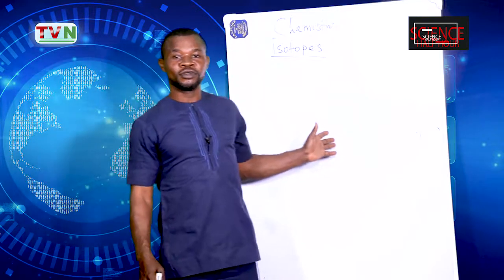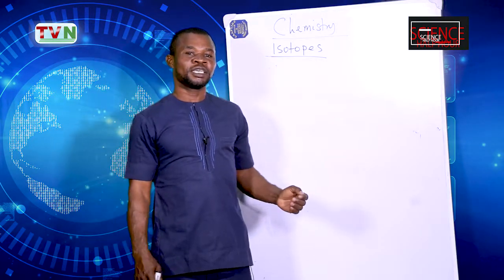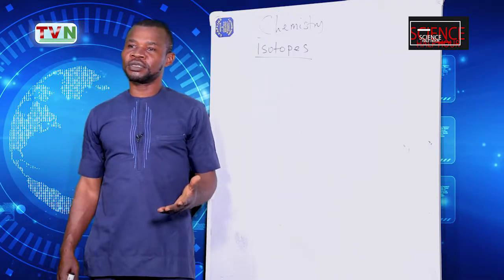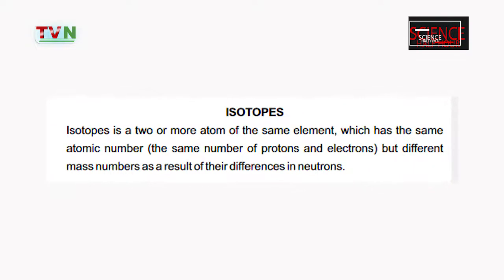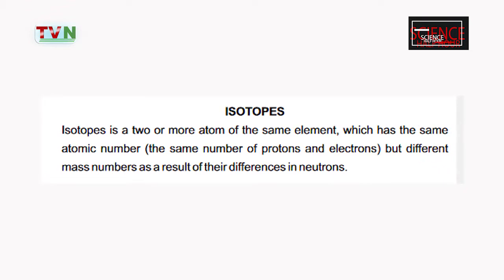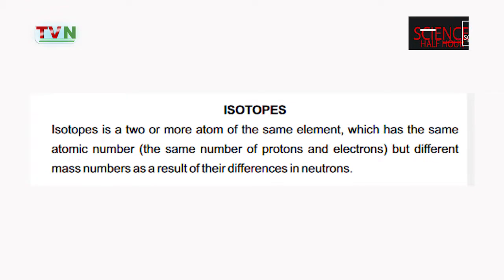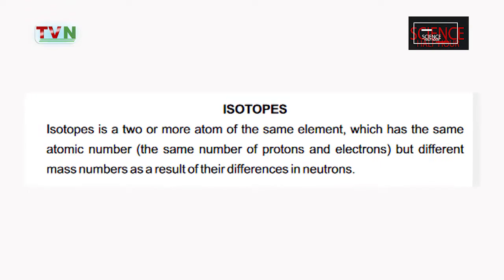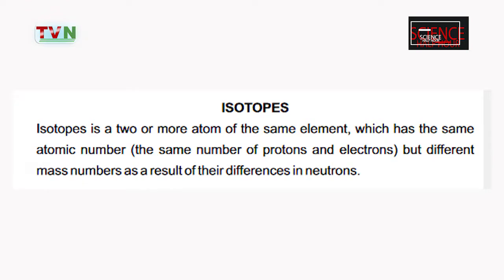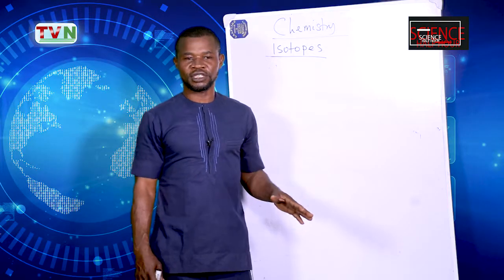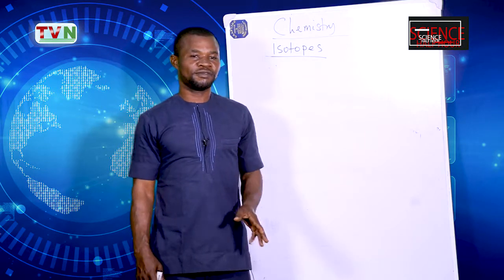I believe you understood this topic. So I want to remind you again of the definition of isotopes. Isotopes are two or more atoms of the same element, which have different mass numbers but the same atomic numbers as a result of their differences in neutrons. The reason is that the neutrons are different. That is why their mass numbers are different.